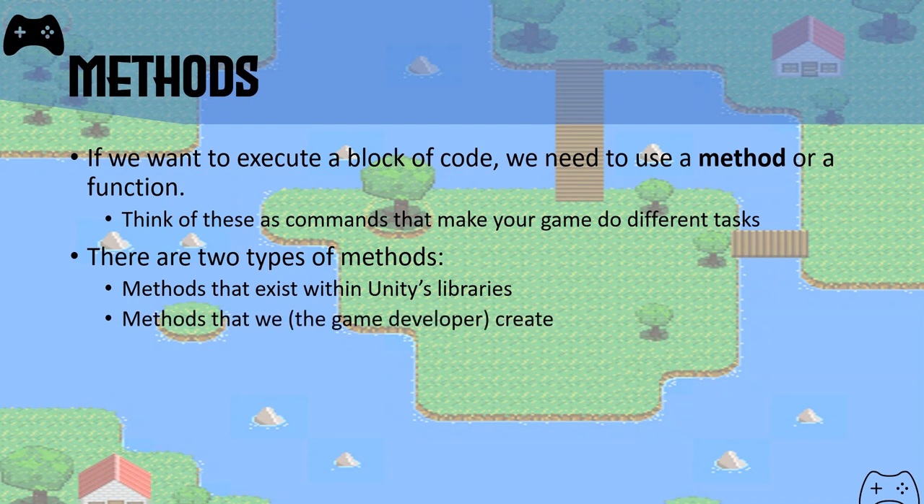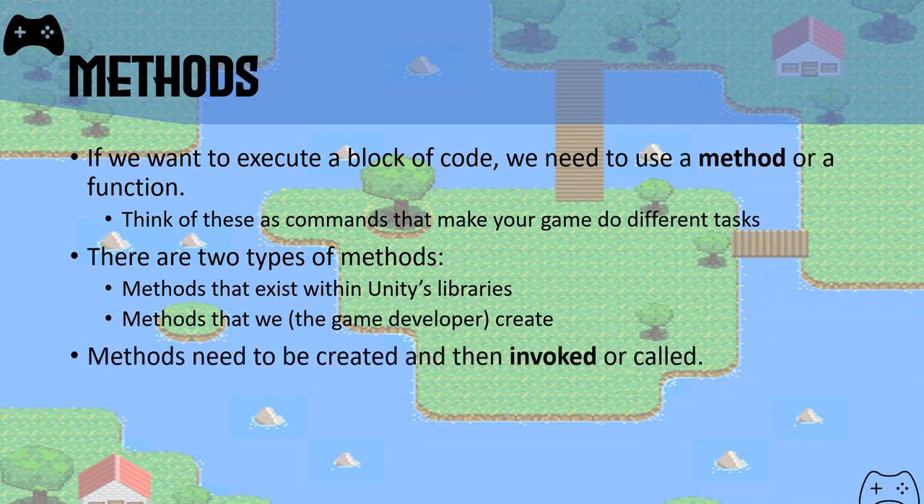And then there are methods that we, the game developer, can go and create. So these are how we're going to actually add those different things such as movement and whatnot. Now, whichever method we use, there's always a rule that first that method has to be created, whether it's by us or by Unity, and then we have to invoke or call that method.